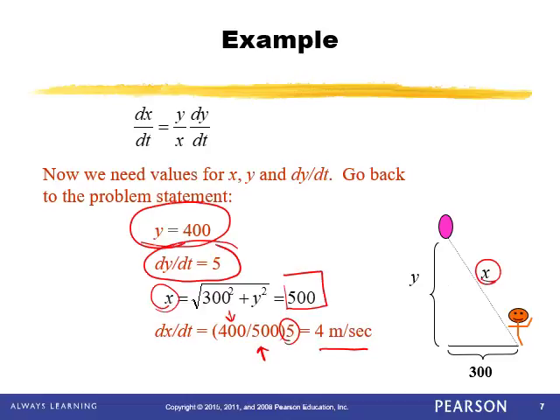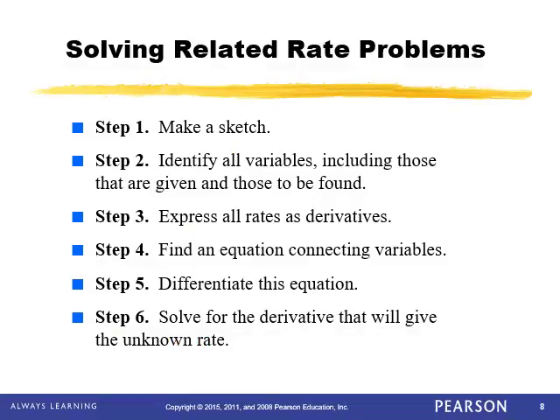So you can see there's quite a few steps. There's quite a bit of planning that has to be involved while you're solving these equations. So first things first, really pay attention to solving related rate problems. You want to make a sketch, which is number 1. You want to identify all of the variables, including those that are given and those that are to be found: given, and what you need to find.